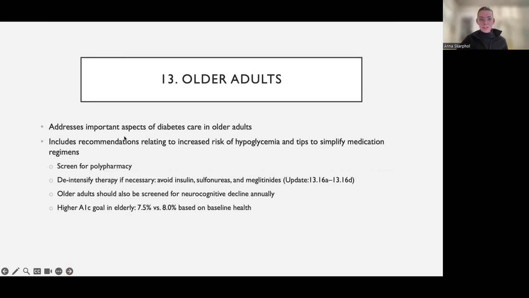Section 13 looks at older adults and how their diabetes care is different. Some big things here: screening patients for polypharmacy. If they're on 7 different medications to manage their diabetes, maybe we can cut back on a few. Maybe we can de-intensify some therapy. Older adults should also be screened for neurocognitive decline, as that can really impact their ability to self-administer medications. And we talked about this before, but higher A1C goals in the older population.